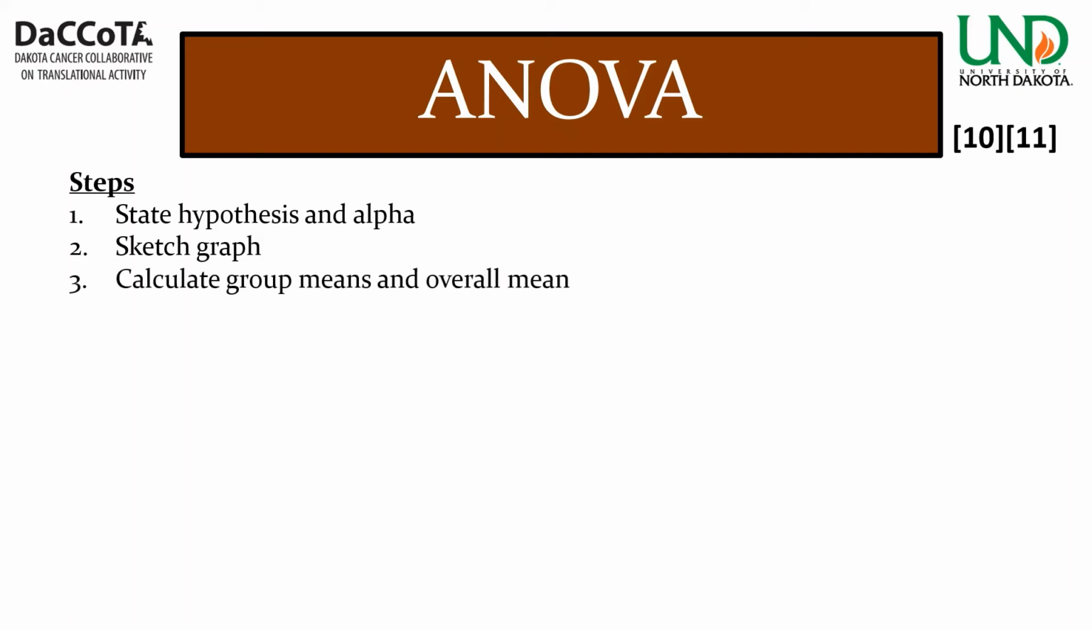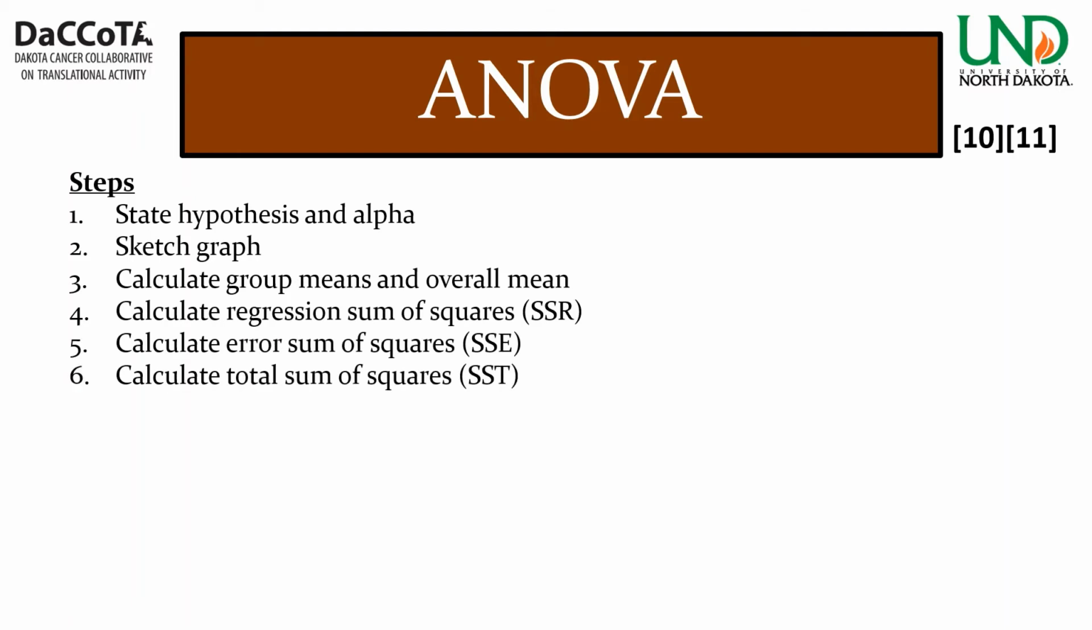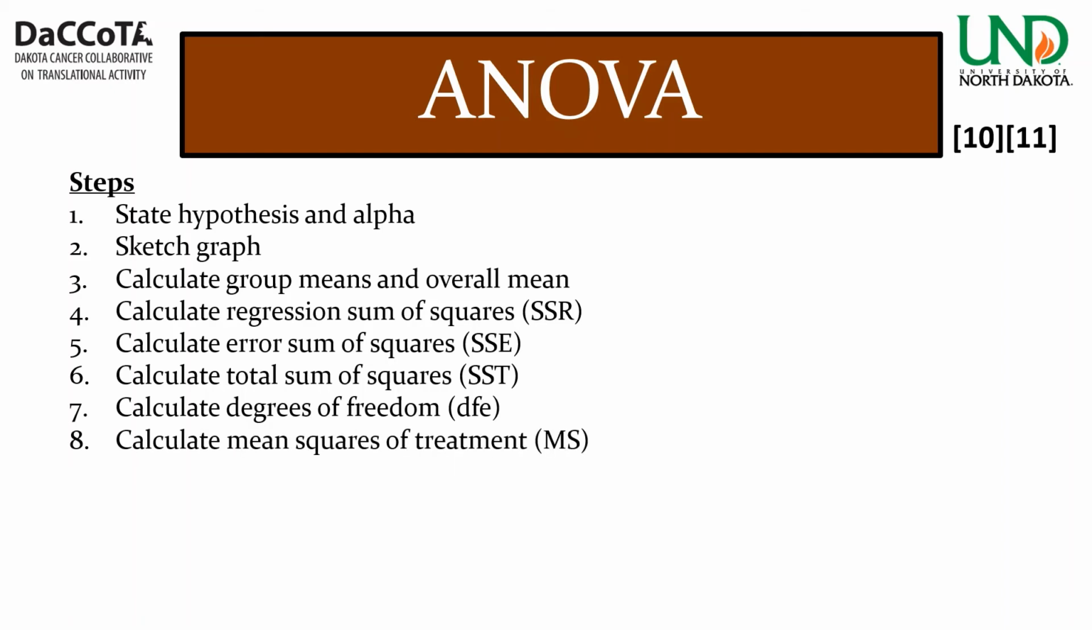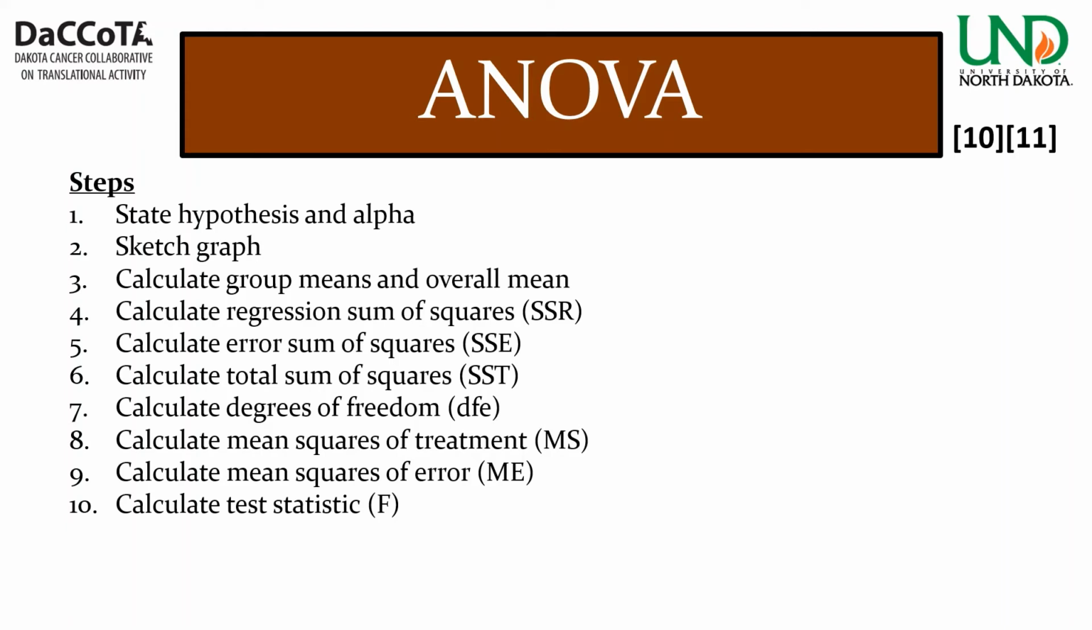With that, let's take our dip into ANOVA, which is the logical extension of the t-test with more than 2 groups. So we're going to again state hypothesis and alpha, then we'll sketch a graph, calculate group means and overall mean, get the regression and error sums of squares and total, get some degrees of freedom, then mean squares of treatment and mean squares of error to be able to calculate our test statistic, the F statistic. Look up the statistic on the table, as you see is a common theme when you don't have the luxury of a computer, and then state our conclusion.